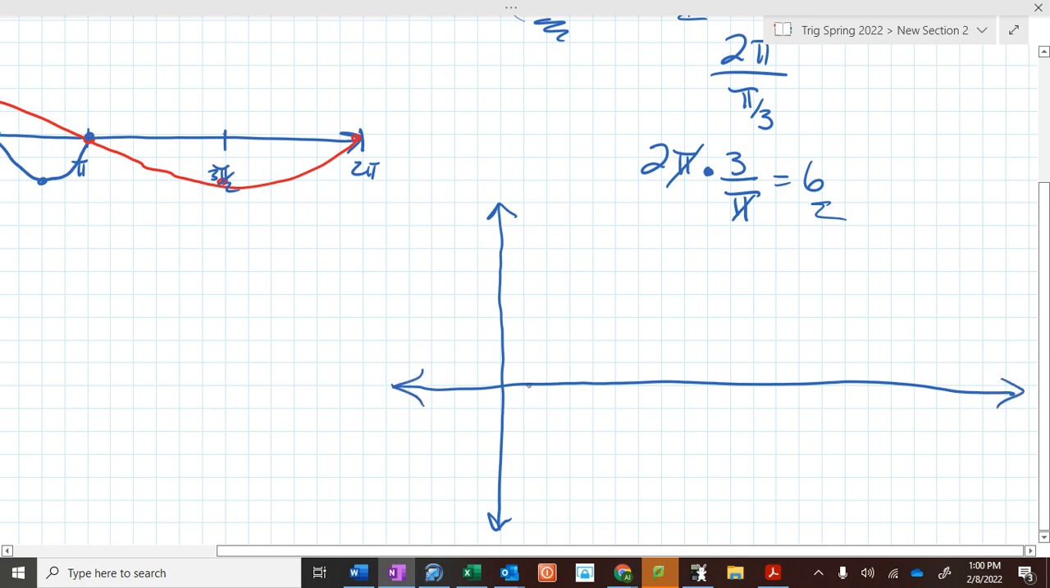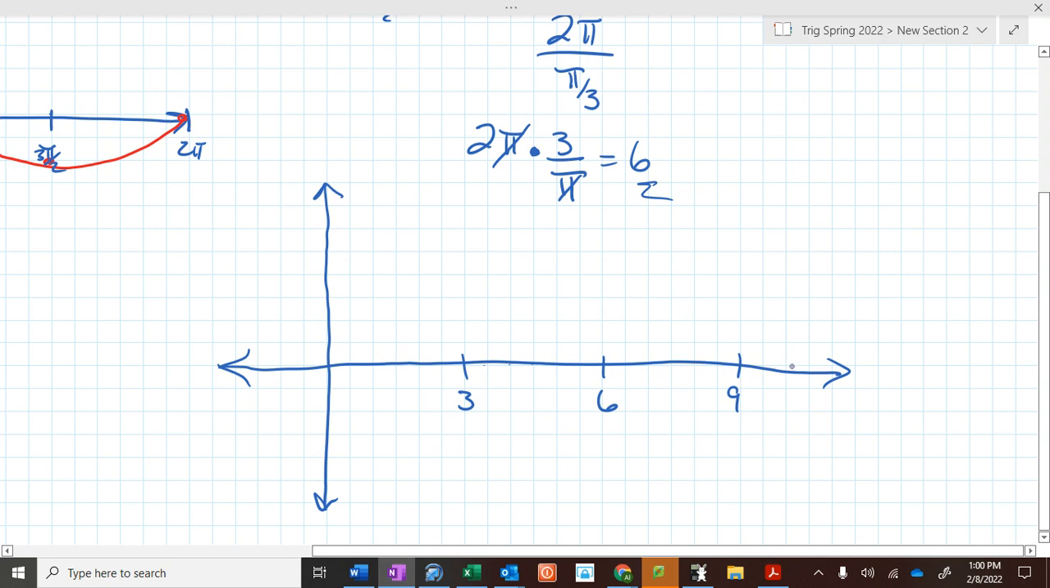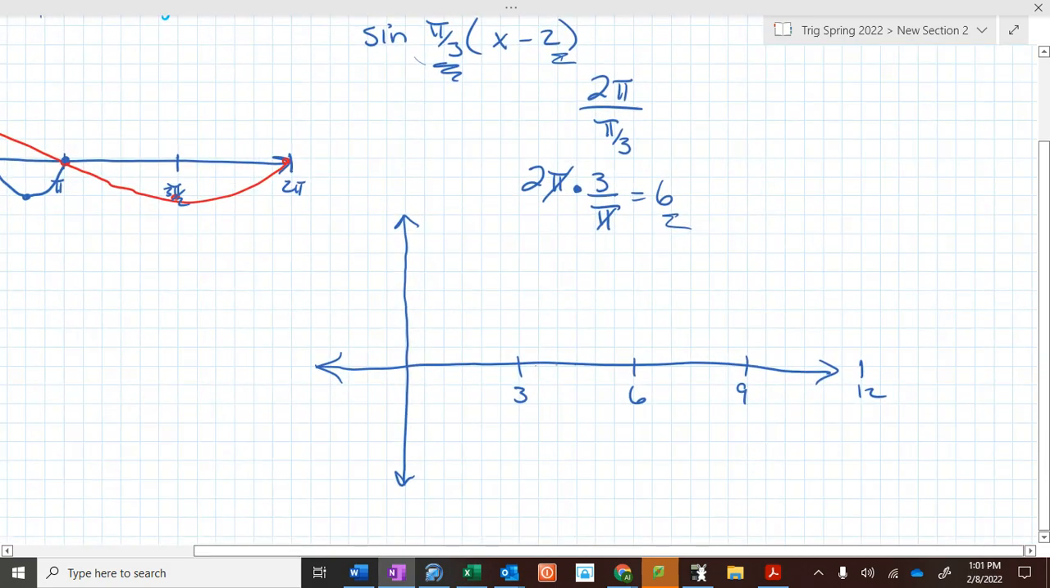You're going to go 1, 2, 3, 4, 5, 6 to get to like, let's make that 3. 1, 2, 3, 4, 5, 6 makes 6. 1, 2, 3, 4, 5, 6 makes 9. 1, 2, 3, 4, 5, 6 makes 12. Okay.